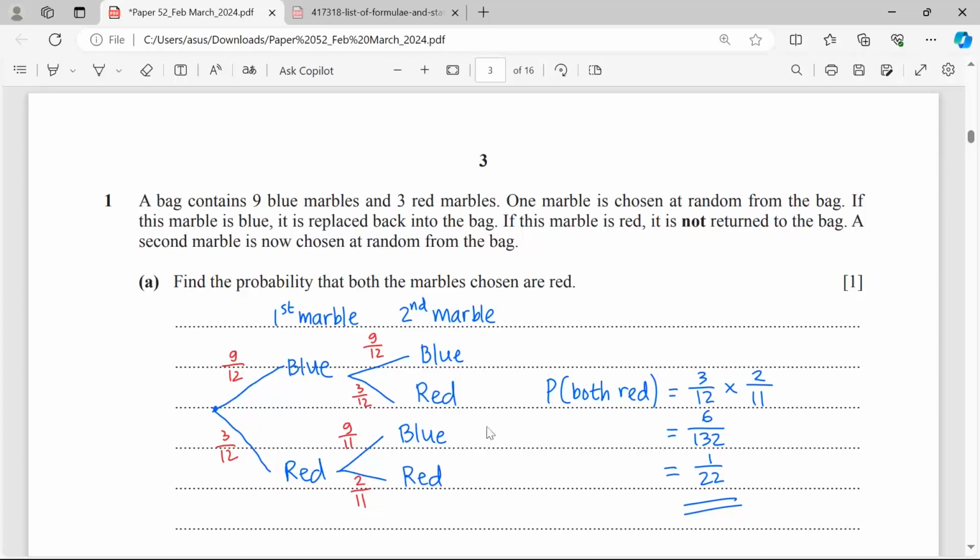And then over 11. So the probability that both marbles are red, you can see that this is red, so 3 over 12 multiplied by 2 over 11, and you will get 6 over 132. If you reduce this fraction, you will get 1 over 22. That's for the first question.